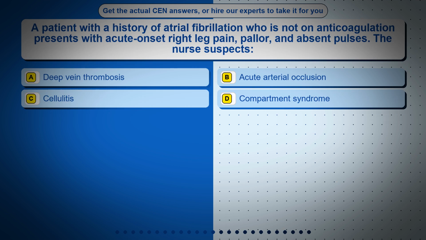Question 13. A patient with a history of atrial fibrillation who is not on anticoagulation presents with acute onset right leg pain, pallor, and absent pulses.